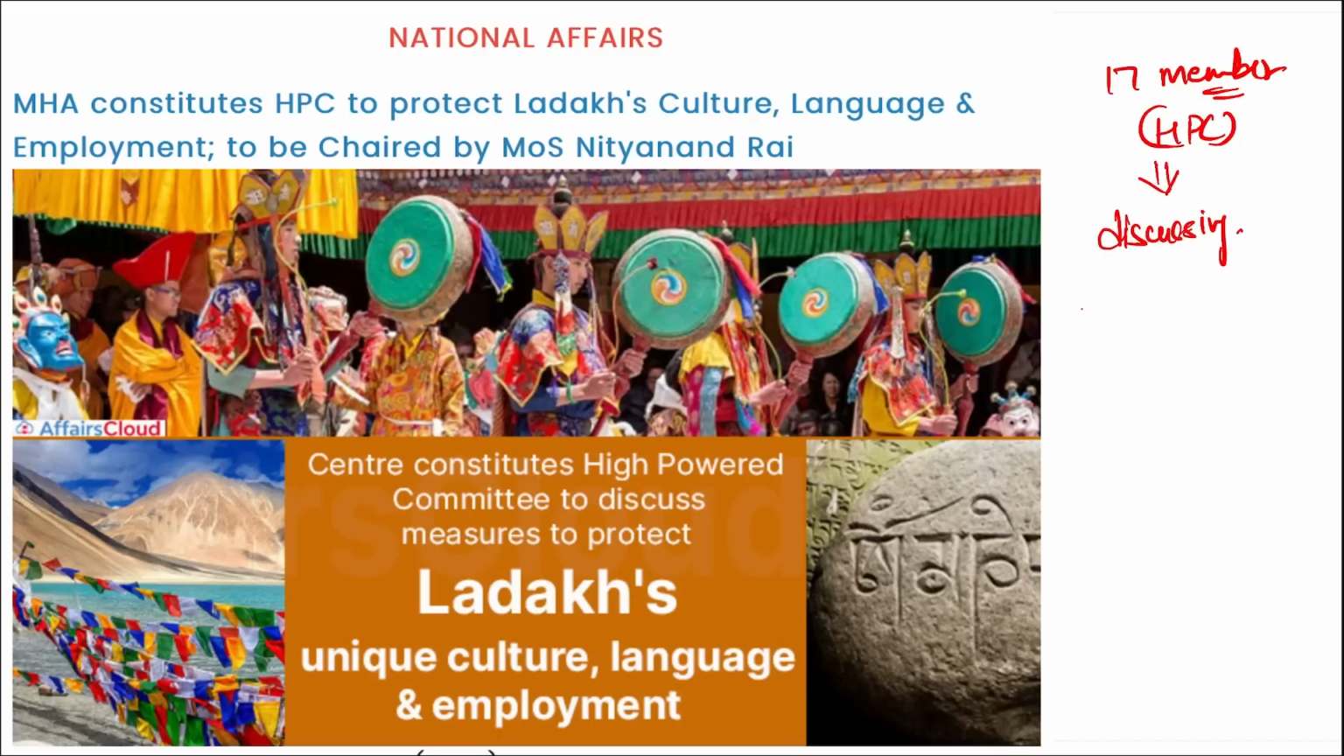Various measures that how can we protect, save, and even promote Ladakh's culture, language, and employment there. Highly important. This particular high powered committee of 17 members was chaired by Minister of State Nityanand Rai. Highly important.